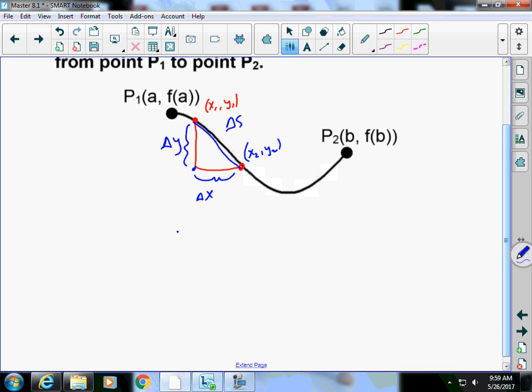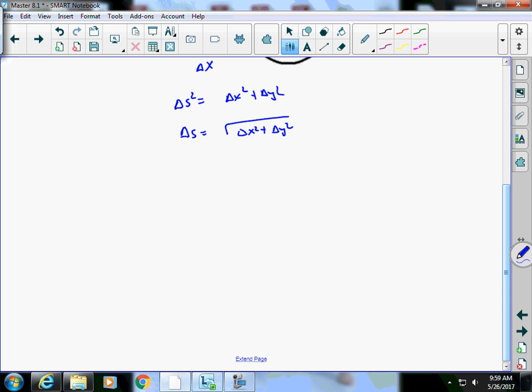I can use Pythagoras, and I can say delta s squared has to equal delta x squared plus delta y squared. And if that's the case, then delta s is equal to the square root of delta x squared plus delta y squared. Now, I didn't say plus or minus because it's a length, so length's not going to be negative. So now that I've established this part, what's interesting is I can multiply a side by a form of 1. So I have delta x squared plus delta y squared, and what happens if I multiply by delta x squared over delta x squared and take the whole square root of that entire thing?